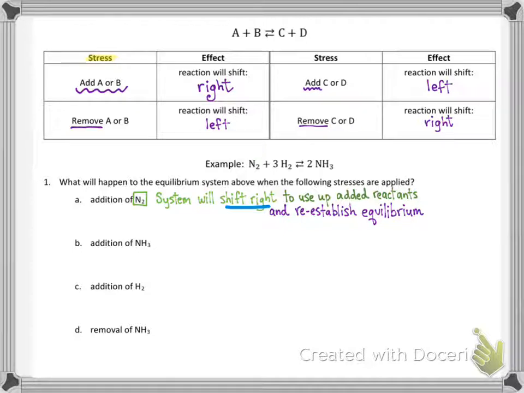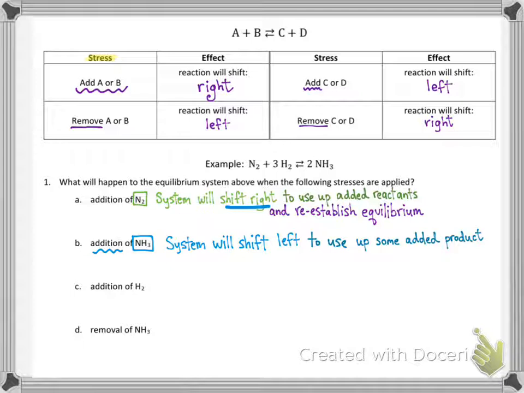Now, you're going to try the same thing, but you are going to attempt to describe what happens to the system if you add in some delicious NH3. So go ahead and try this on your own, and when you're ready to check, unpause the video. In this case, the system will shift left. Why? To use up some of the added product. And with the goal, of course, of getting back to equilibrium.